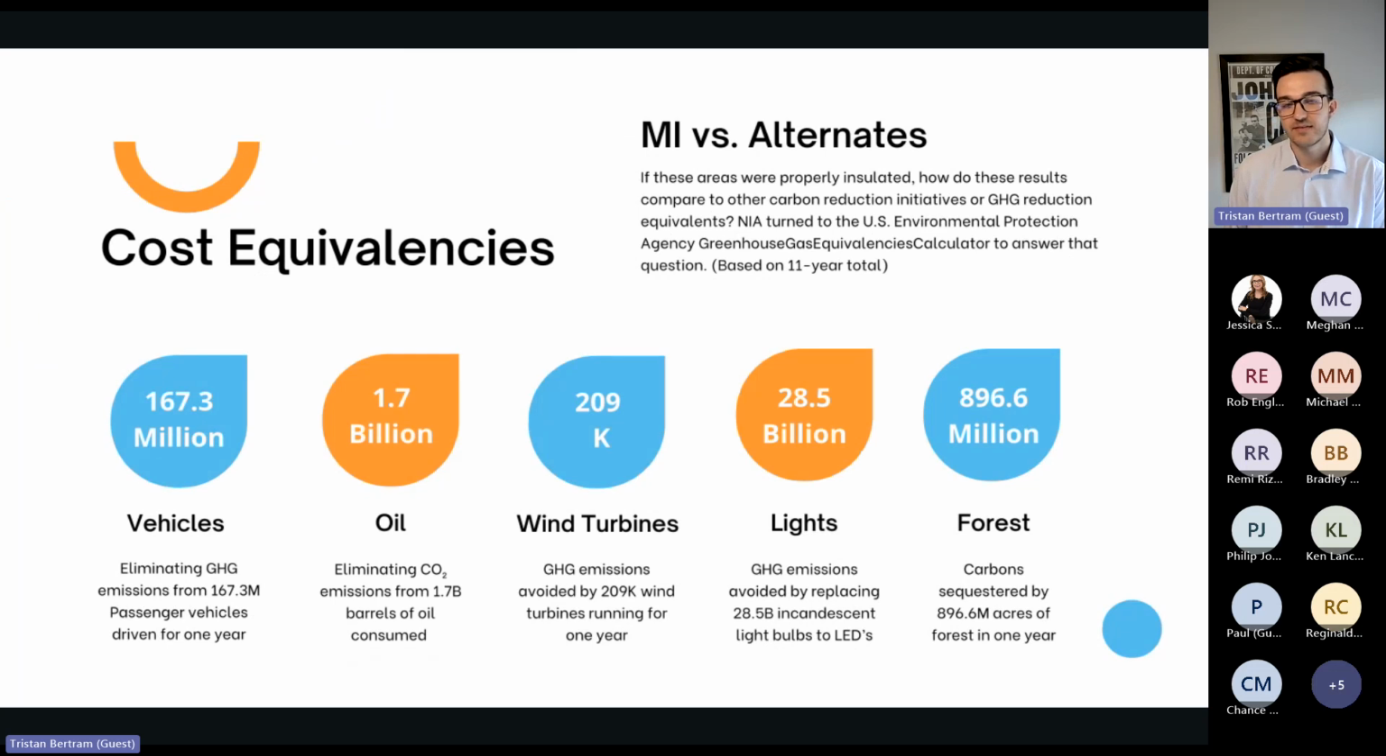So again, how would those savings compare to other initiatives if those areas were properly insulated and the CO2 reduction was realized? Instead of insulating, you could eliminate 167 million vehicles from the road. You could eliminate 1.7 billion barrels of consumed oil. Or to offset the emissions, you could install 209,000 wind turbines, each operating for 1 year. You could replace 28.5 billion incandescent light bulbs with LEDs. Or you could plant 896 million acres of forest to offset the carbon output.